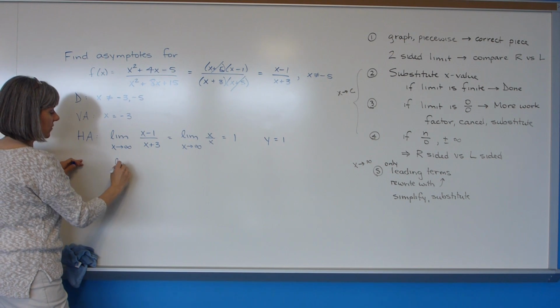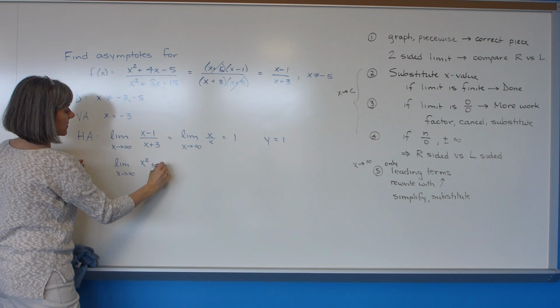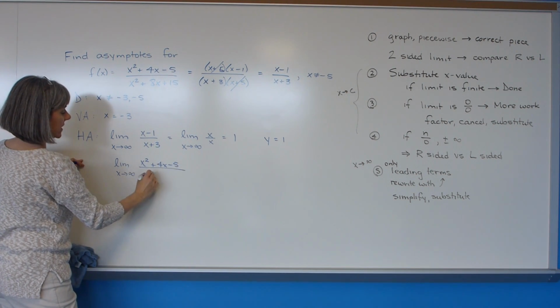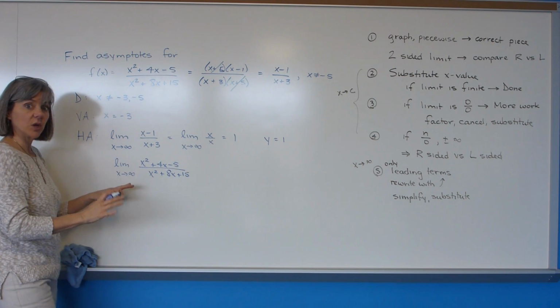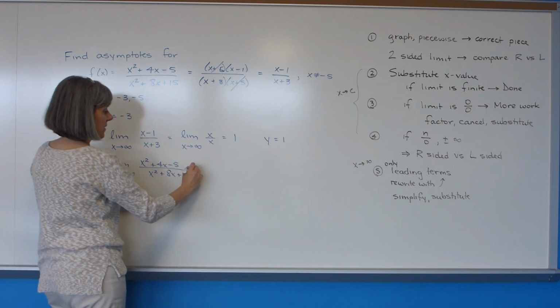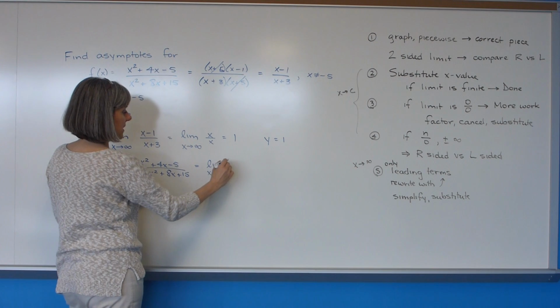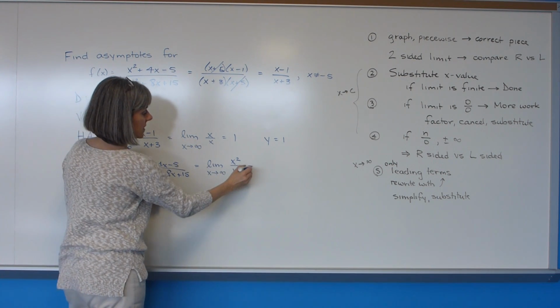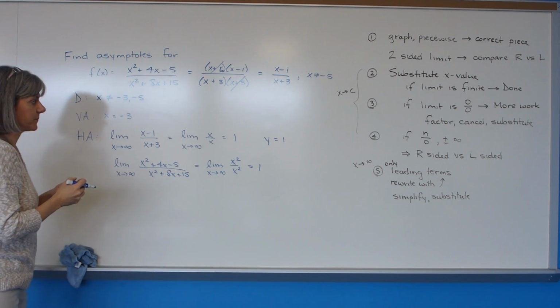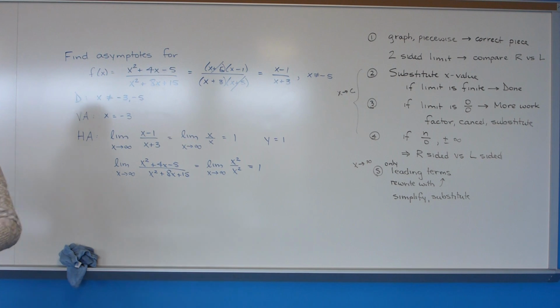We could also look at the original problem, this one here, x squared plus 4x minus 5 over x squared plus 8x plus 15. Again, looking at only highest powers, we would look at the limit as x approaches infinity of x squared over x squared. X squared over x squared is 1. So either way, it doesn't matter. Okay, so we have domain, vertical asymptote, and horizontal asymptote.